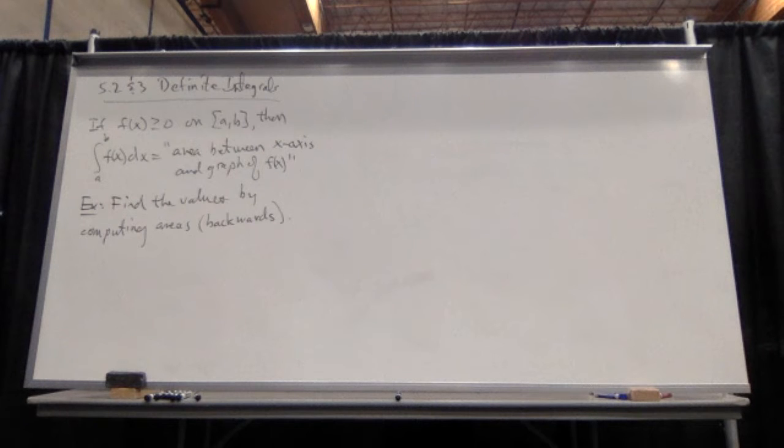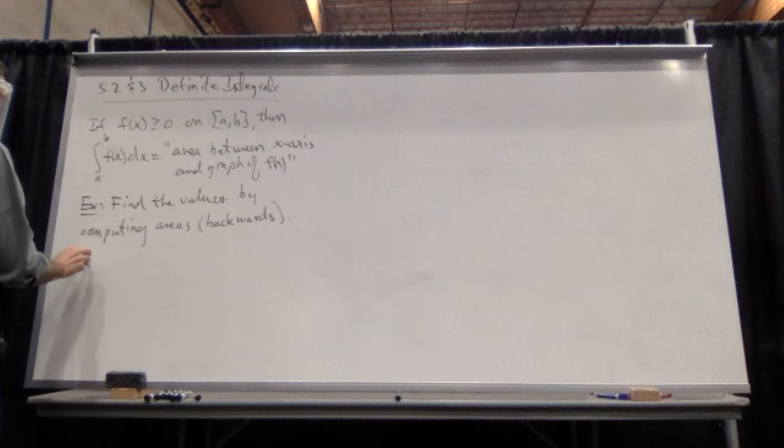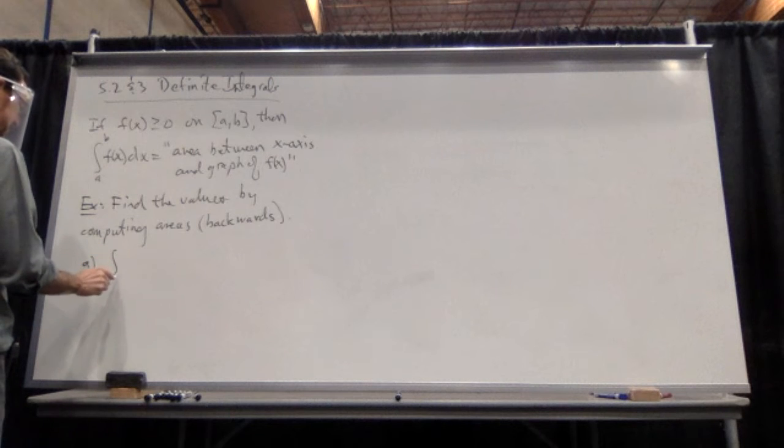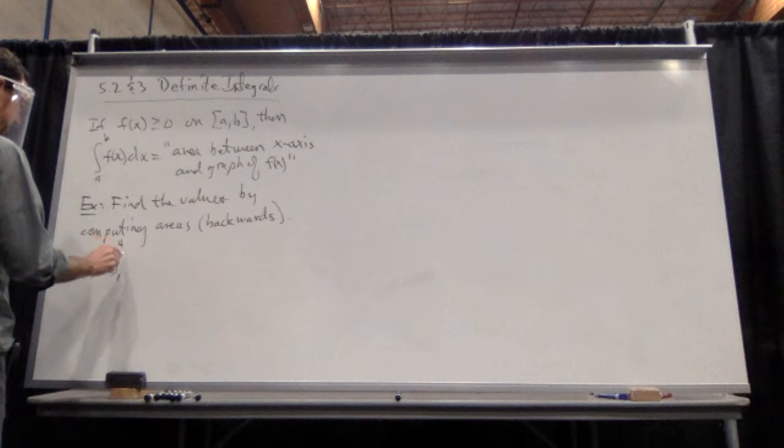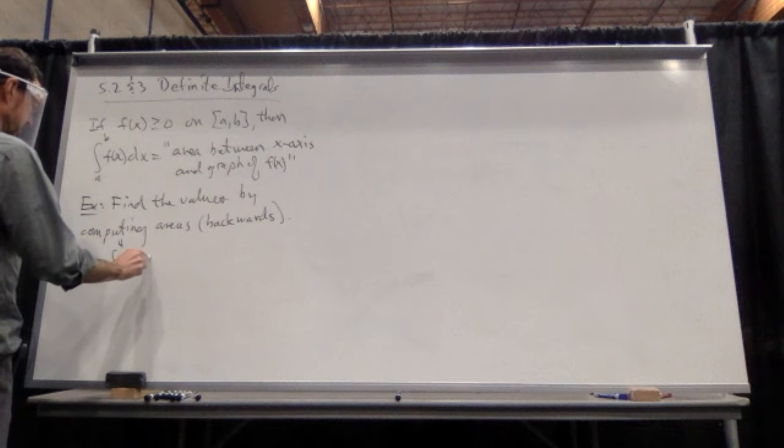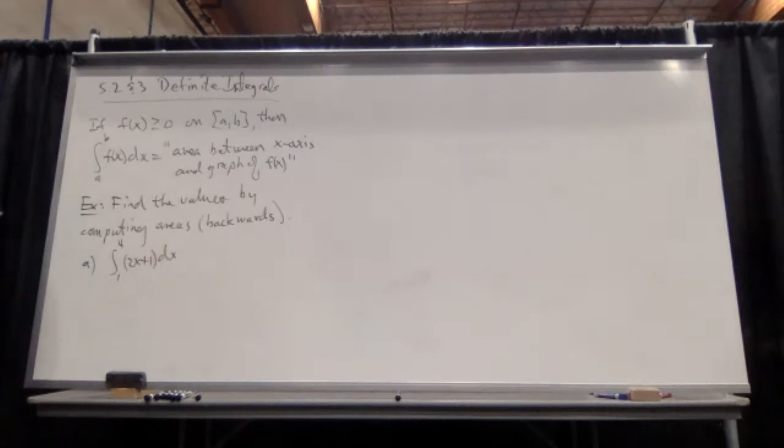So I'm going to do 4 examples, starting with an easy one, graduating to more interesting ones. Okay, so think about the function y equals 2x plus 1. Do we know what the graph is?